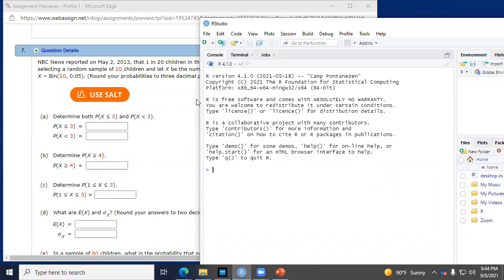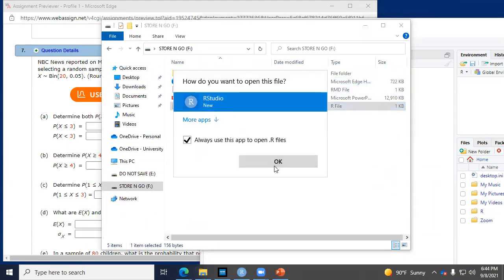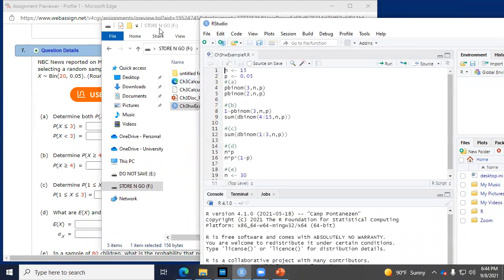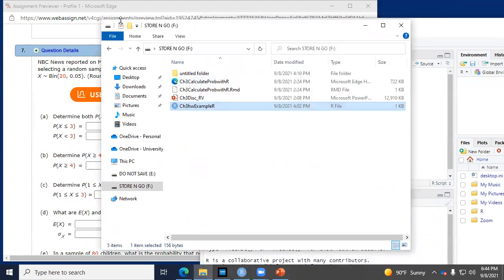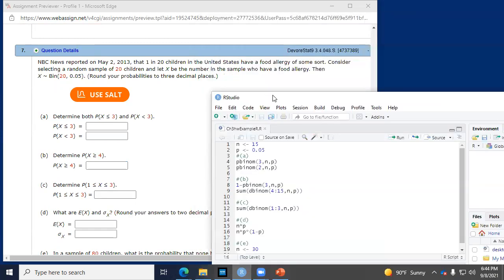Well, I think a quicker way, because I have prepared one. This is strange. Because the number already changed, I have to change this again. So let's read this first.